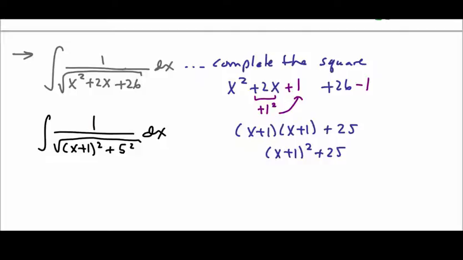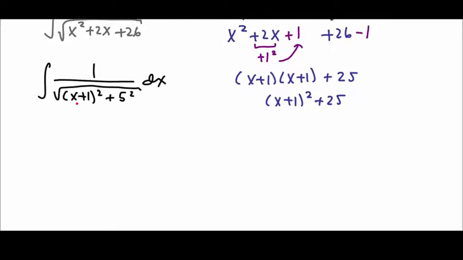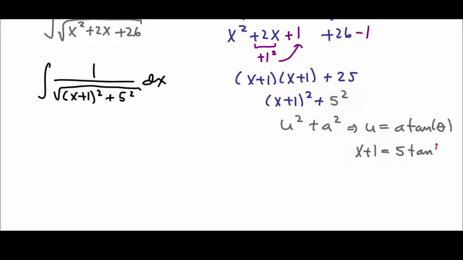However, instead of just having u equal to x, I have u equal to x plus 1. So this is of the form u squared plus a squared. My substitution here is to let u equal a tan theta. In this case, u is equal to x plus 1, and a is the square root of 25, which is 5. So x plus 1 equals 5 tan theta. Solving for x, I get negative 1 plus 5 tan theta.